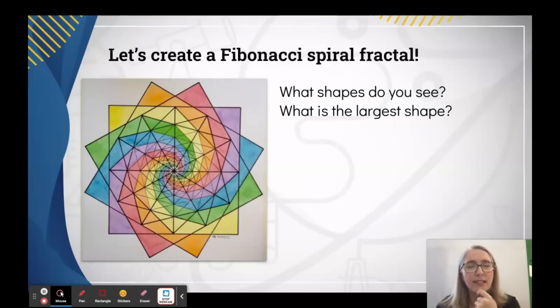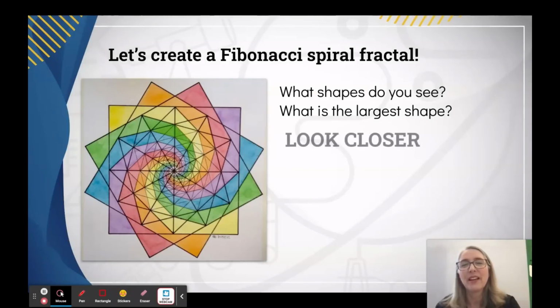So look at this example here. What shapes do you see? So most of you would say that you saw squares and that you saw triangles. Well, what if I told you that there aren't really any triangles in there? What's the largest shape that you can see? Look closer.